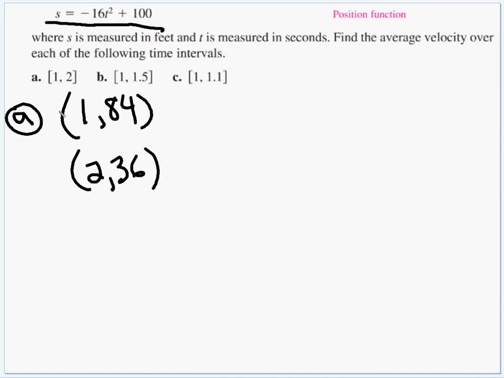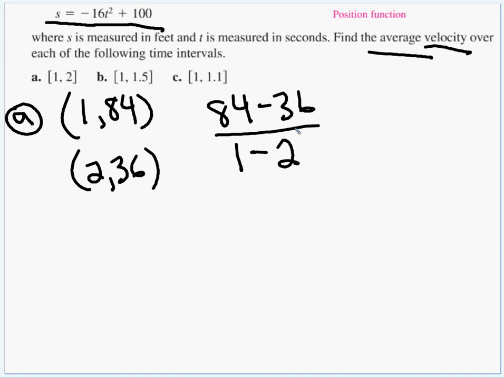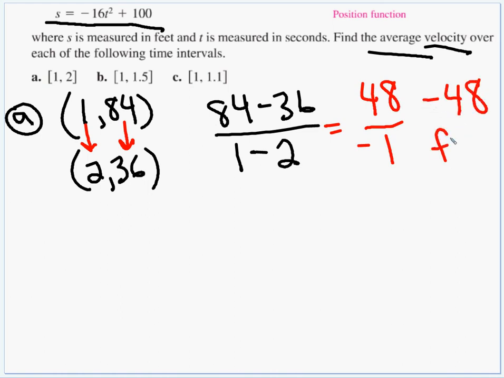So here's 2 points, and they want us to find the average velocity. So we're just going to set up a slope formula between these. I'm going to do 84 minus 36. That's my change in the y coordinates. And then I'll do 1 minus 2, subtracting in the same order. Here I did 84 minus 36. I got to do 1 minus 2. And that turns into a 48 over a negative 1. So our answer is negative 48 feet per second.